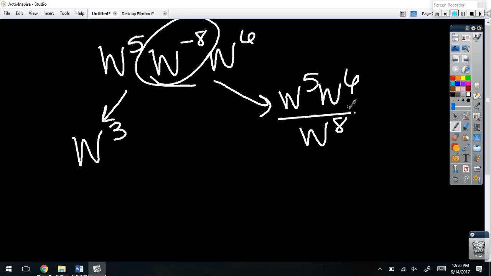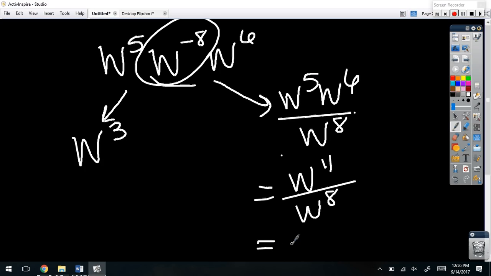Did anybody do that? Yeah? And up top you end up with w^11 over w^8. And now what do you do with the exponents? Subtract them. I just went through a whole bunch of steps. The point is, if you look, I came back to the same thing. As long as you're doing legitimate steps, legitimate properties each time, the order's not that important, okay?